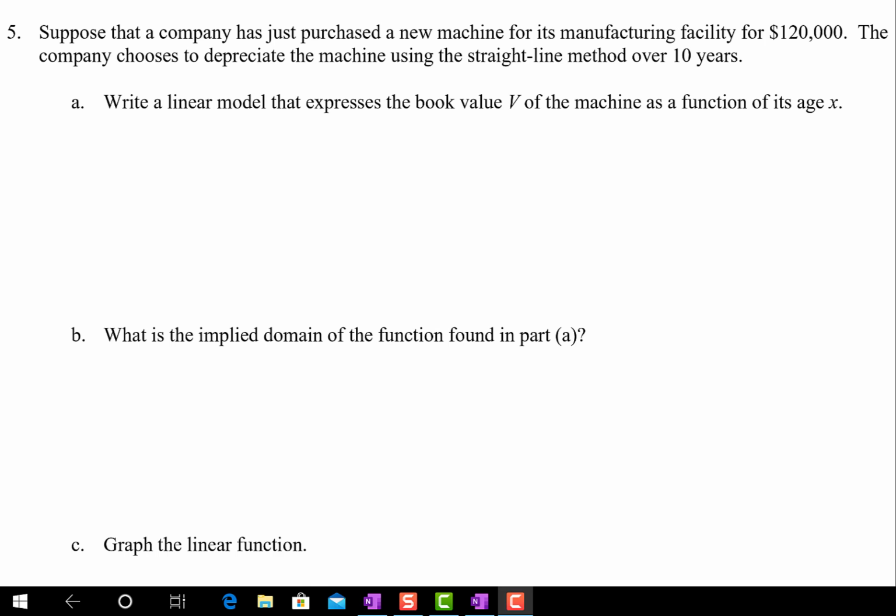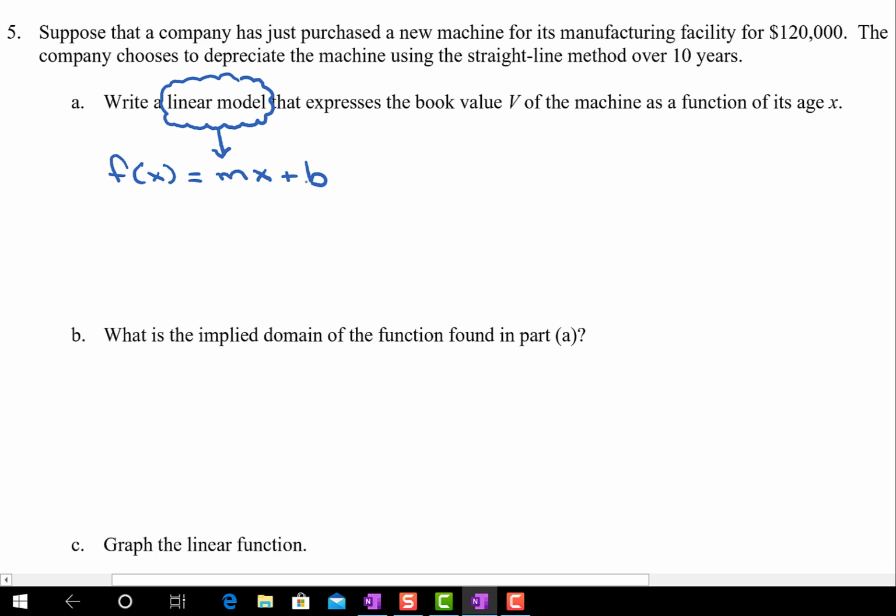A, write a linear model that expresses the book value V of the machine as a function of its age X. Linear model, that should make you think of that f of x is equal to mx plus b form. We need two things here. We're going to need to know what's the slope, what's the y-intercept, right?